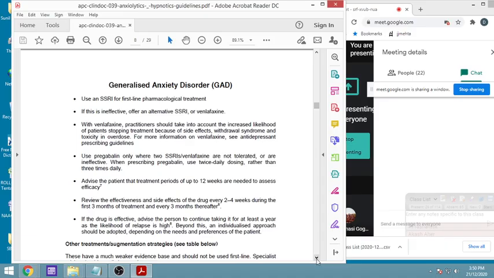Pregabalin can only be used when two SSRIs or venlafaxine are not tolerated or not effective. Use twice a day dosing instead of three times a day. Advise patients that treatment periods are up to 12 weeks and needed to assess efficacy. Review the effectiveness and side effects, and if everything is good, then continue it, and review the treatment every 3 months thereafter. Beyond this, an individualized approach should be adopted depending on the needs and preferences of the patients.